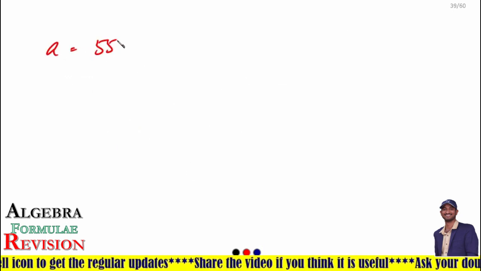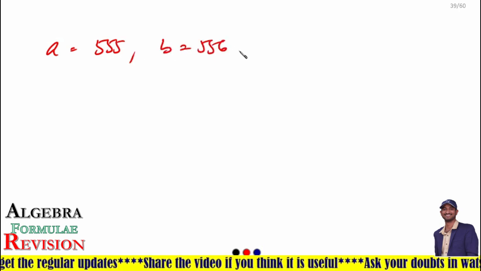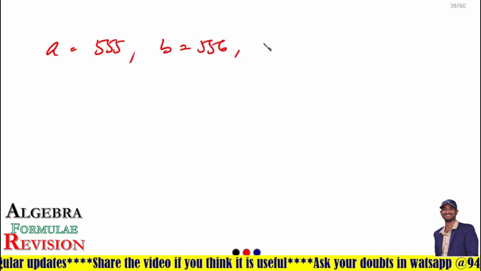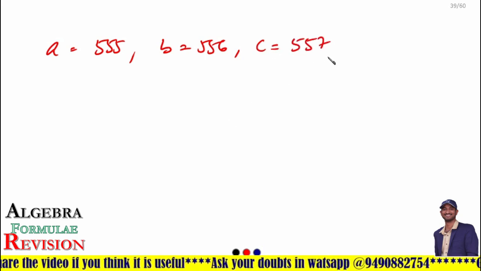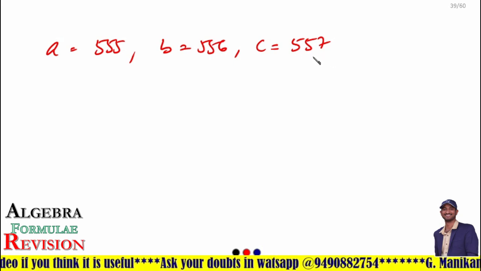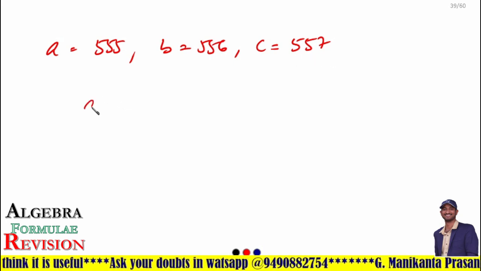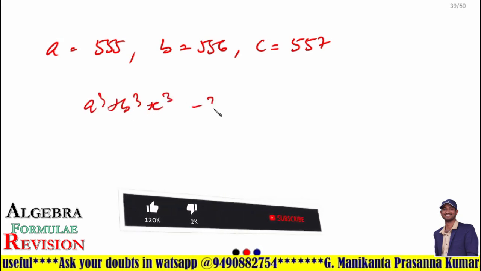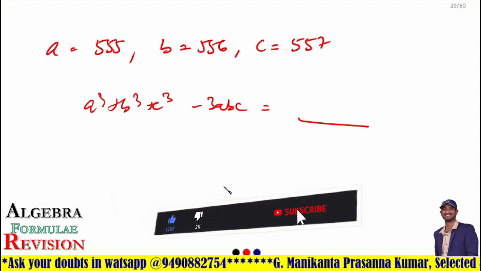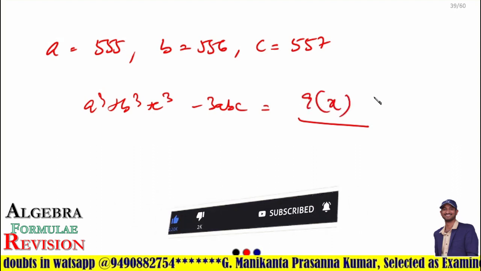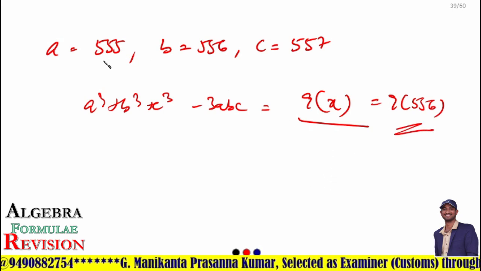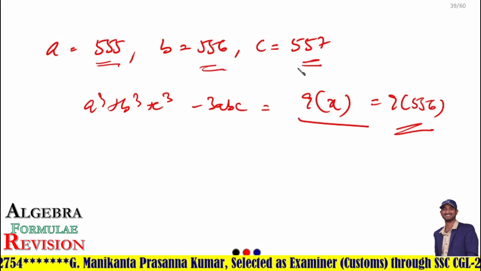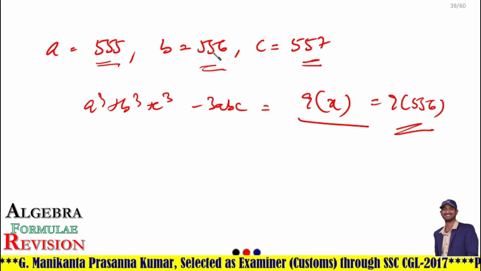Suppose in your exam, if a equal to 555 and b equal to 556, and c equal to 557, then what is the value of a cube plus b cube plus c cube minus 3abc? How much? 9 times the middle number, 9 times 556 is the direct answer. That's it. Why? Because they are consecutive natural numbers, whether they are in increasing or decreasing order.